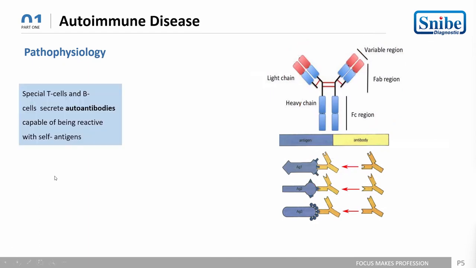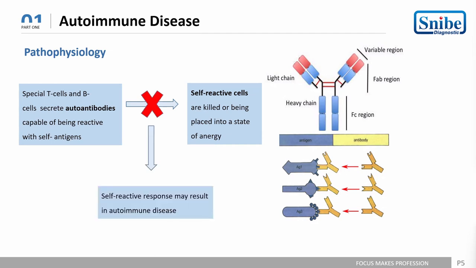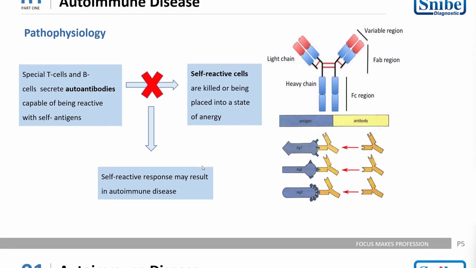For autoimmune disease, the special T cells and B cells secrete autoantibodies which are capable of reacting with the self antigen. These self-reactive cells are normally killed or placed into a state of anergy. If that does not occur, then the self-reactive response may result in autoimmune disease. So this is a typical example of autoimmune disease, in which the special T cells and B cells secrete antibodies capable of reacting with the self antigen.